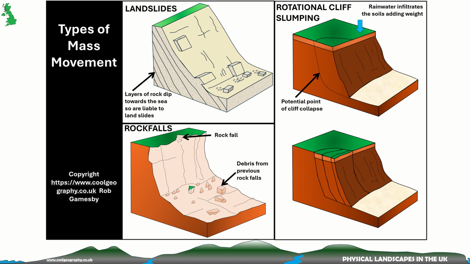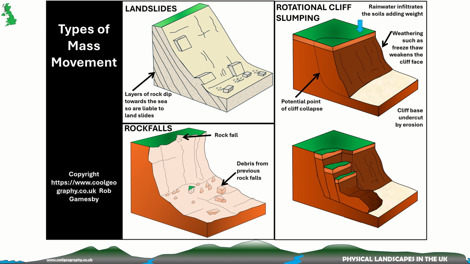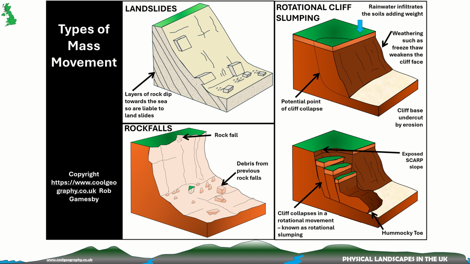You can see the fracture where we might get a cliff collapse. The wave base will get undercut by erosion, and weathering will weaken the cliff face. And then we might get a slump of material down towards the beach. So that's your slump: rotational movement, hummocky toe at the end, and then exposed scarp slope.